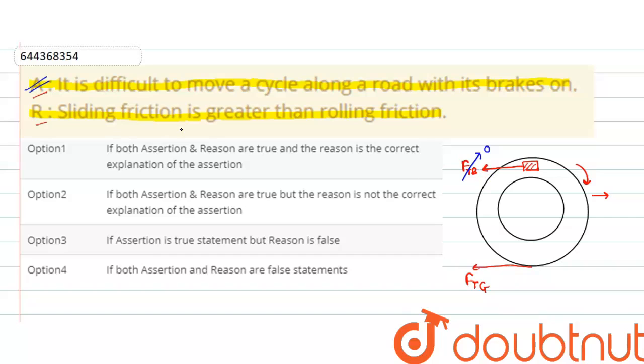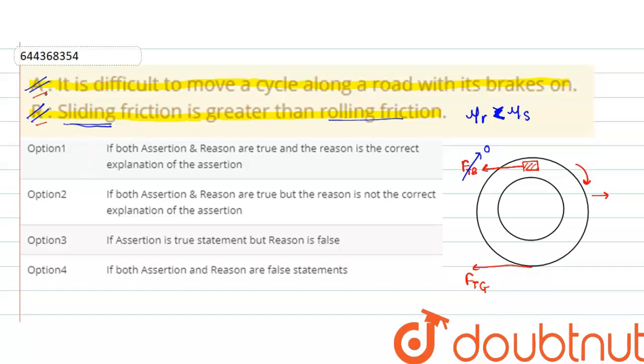Now reason says that sliding friction is greater than rolling friction. So friends, this statement is also true. This is because the area of contact in the sliding friction case and the area of contact in the rolling friction case are much different. That is, in the case of rolling friction, the surfaces are having very less contact area as compared to sliding friction. So mu r gets less than mu s, and hence the sliding friction comes out to be greater than the rolling friction. So friends, reason also comes out to be the correct one.